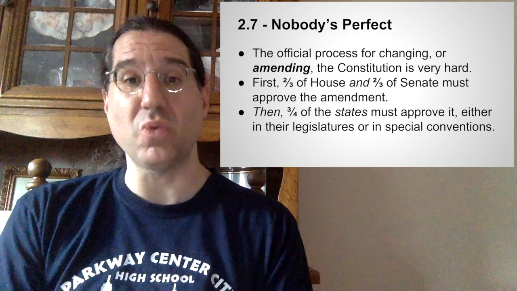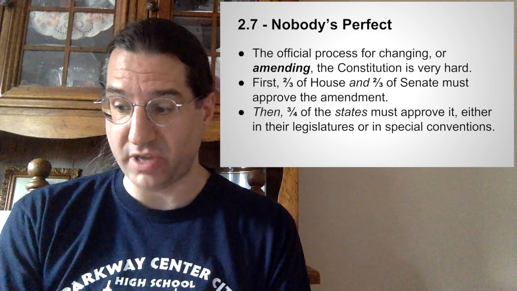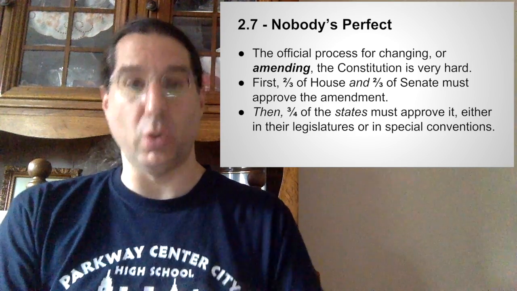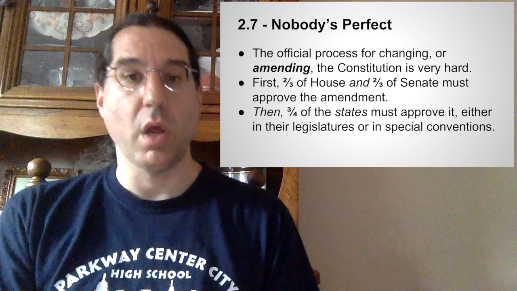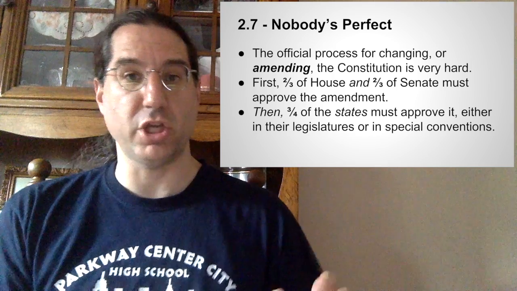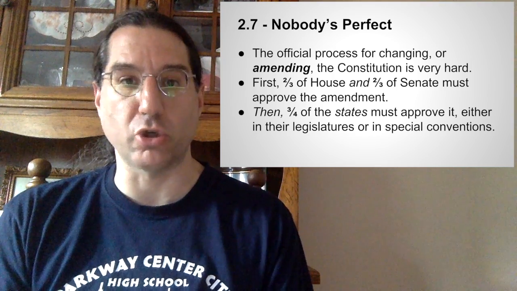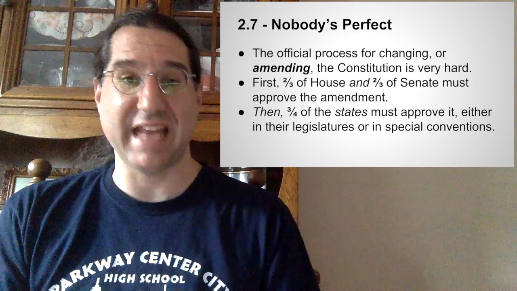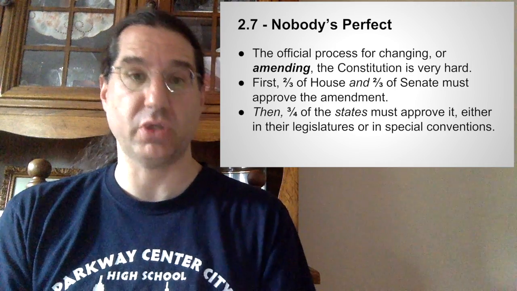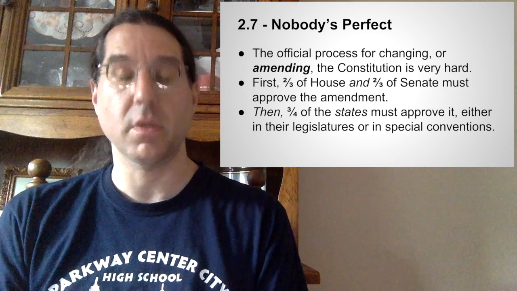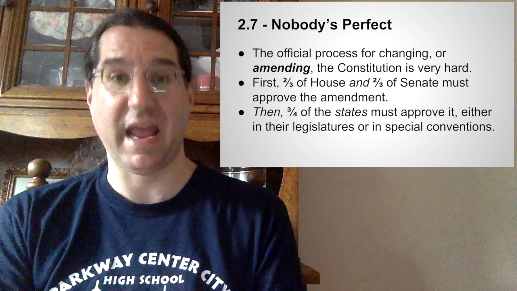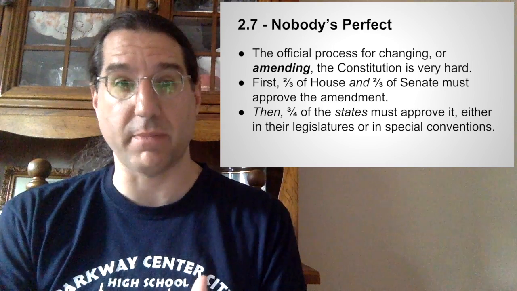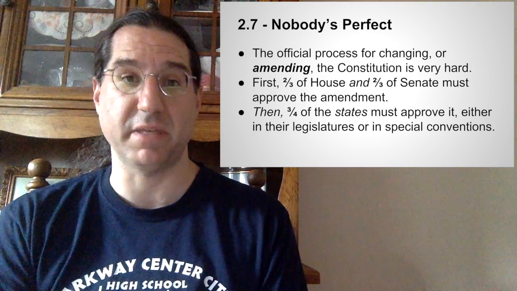But then even once you get that done, the amendment isn't official yet. You still have to go back to the states, because remember, originally you looked at the states as being independent, and so you didn't want the national government to just impose a big constitutional change on the states. The states needed to have their say. So then the states need to have votes on it. Either the state legislatures or the states can hold special meetings. And then 3/4 of the states have to say yes to the amendment. And this is a very difficult thing. It winds up making it hard to get certain amendments passed.